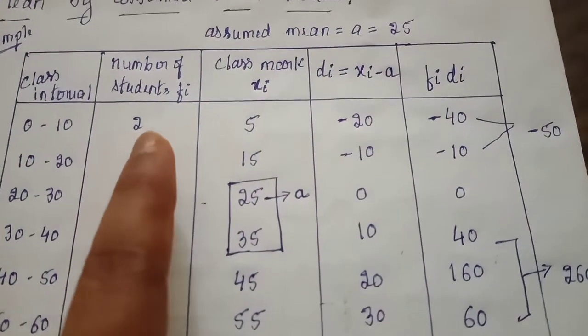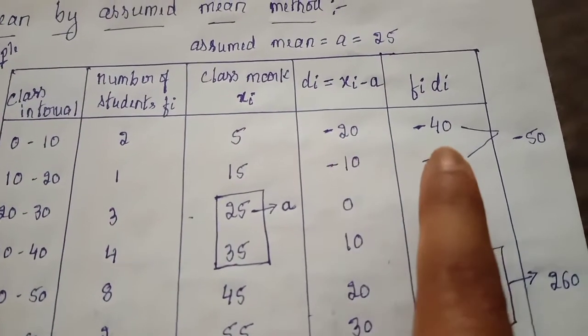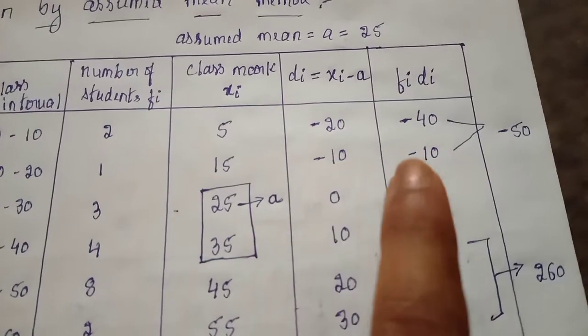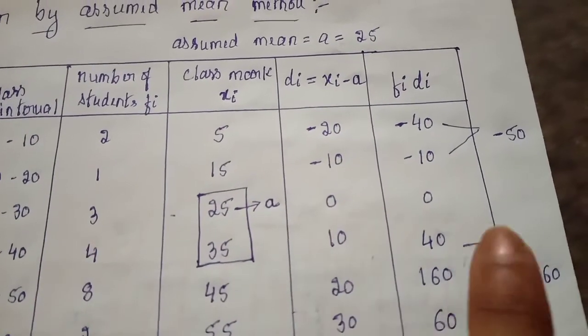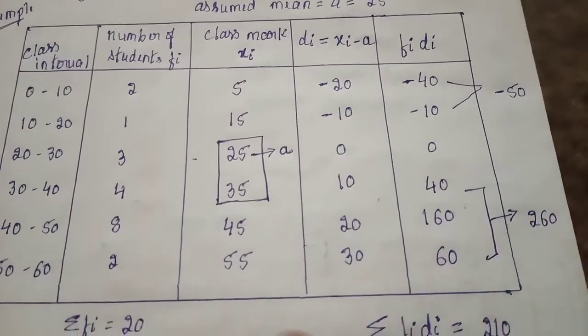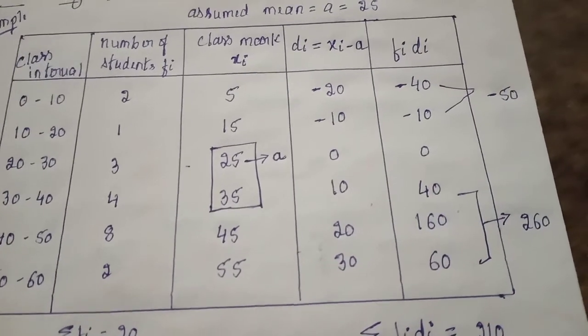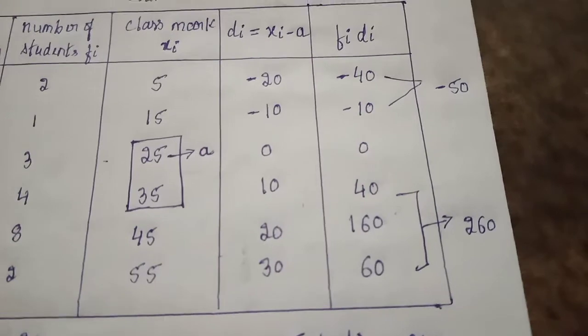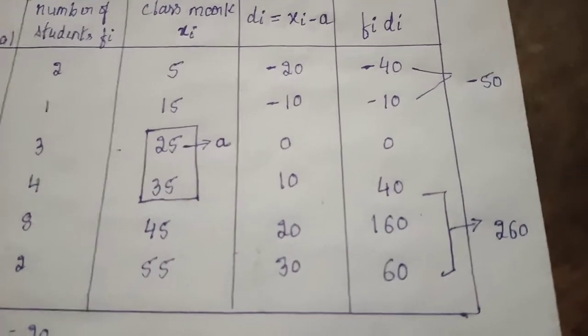Now multiply. 2 into minus 20 is minus 40. 1 into minus 10 is minus 10. 3 into 0, 0. 4 into 10, 40. 8 into 20, 160. 2 into 30, 60. And you can see, again I got negative values and positive values.